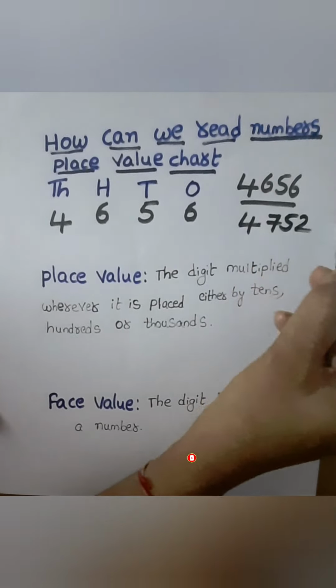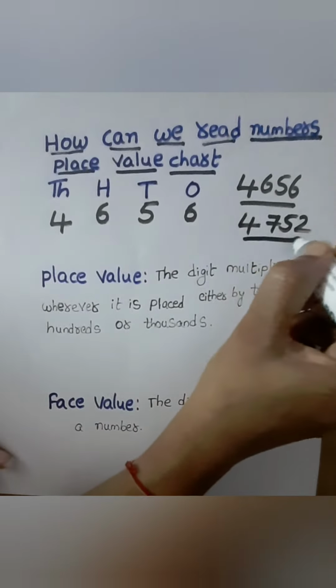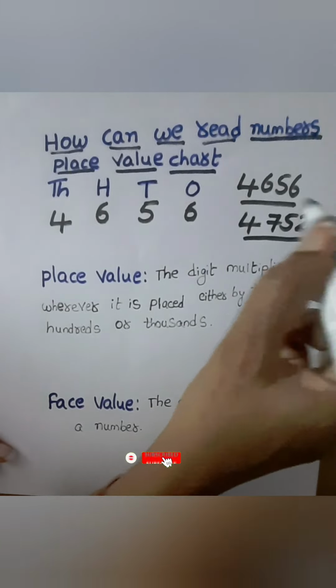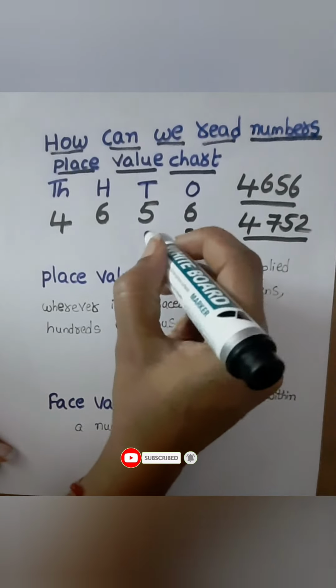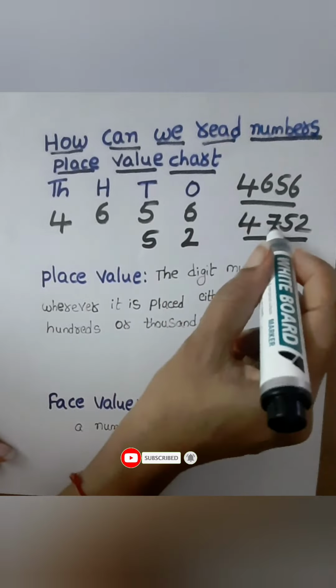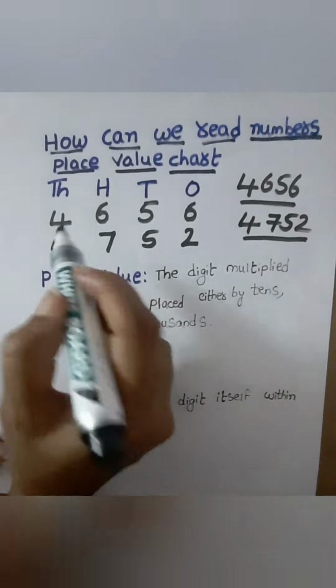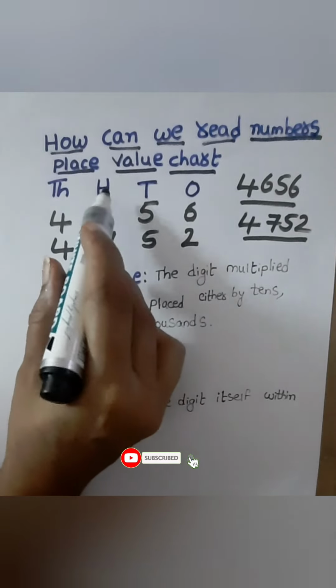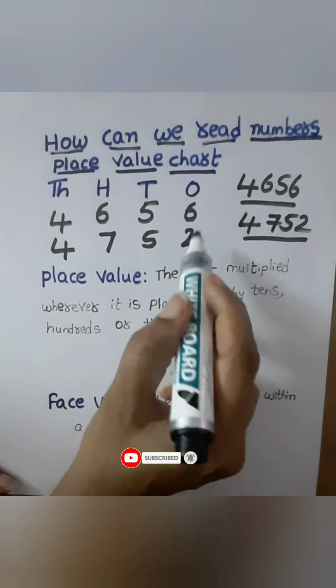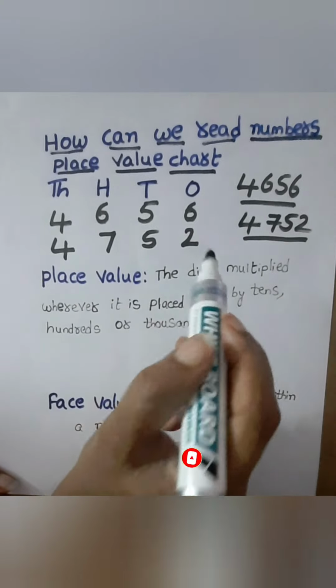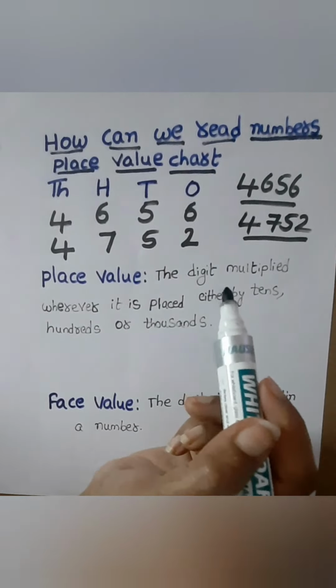Okay? Let us take another number, 4752. Here 2 is in the ones place, 5 is in the tens place, 7 is in the hundreds place, and 4 is in the thousands place. That means 4752. Okay?